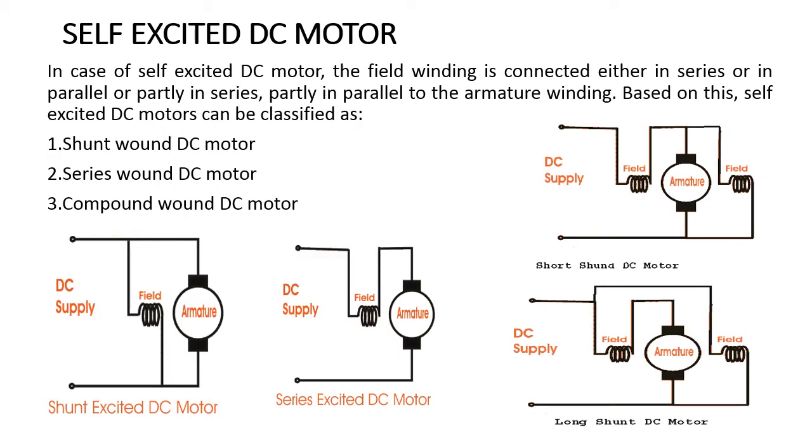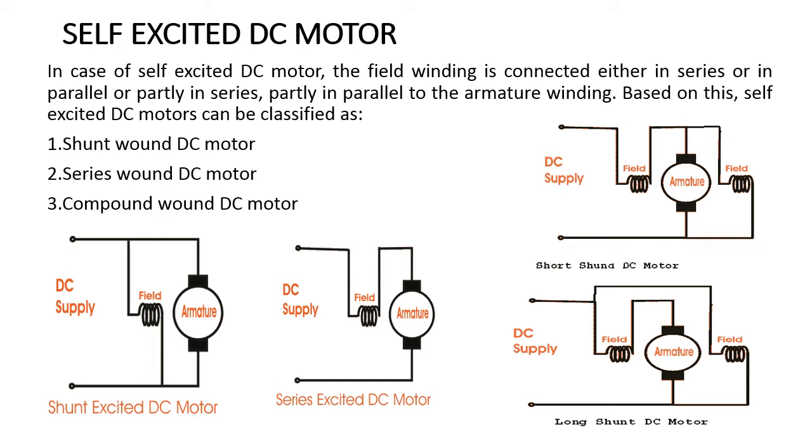Next is the self-excited DC motor. In a self-excited DC motor, the field winding is connected either in series or in parallel, or partly in series and partly in parallel, to the armature winding. Based on this, self-excited DC motors can be classified as shunt wound DC motor, series wound DC motor, and compound wound DC motor. This is the same classification we already saw in generators: shunt wound DC generator, series wound DC generator, and compound wound DC generator. The same classification applies to DC motors, depending on how you connect the field winding.